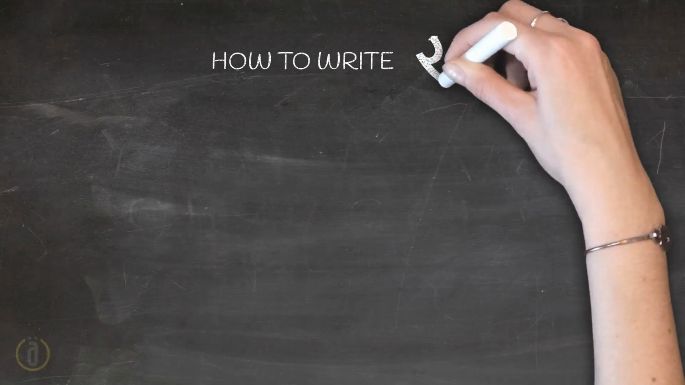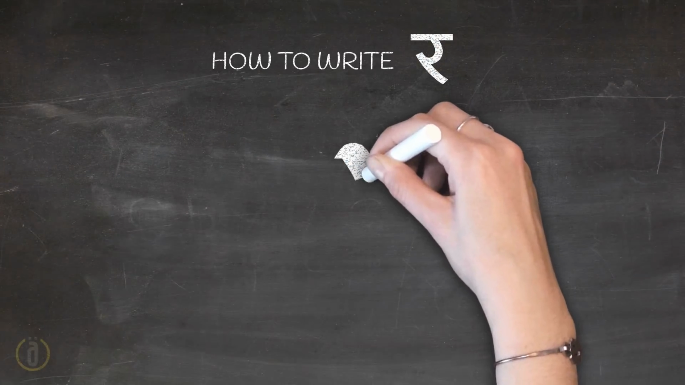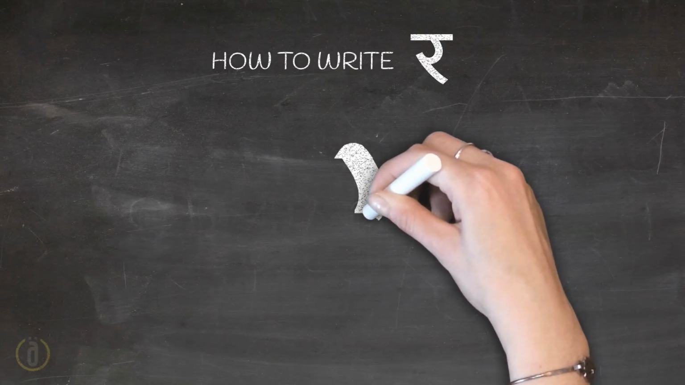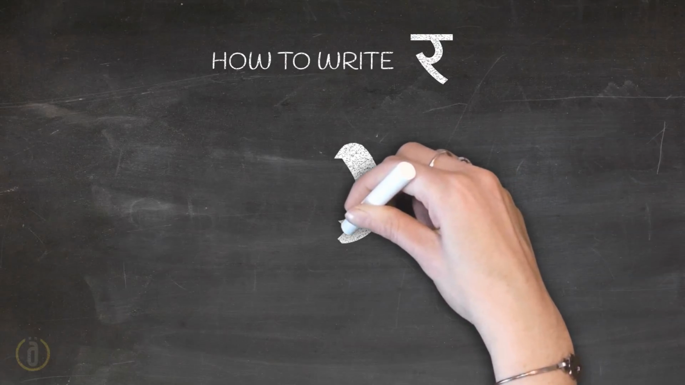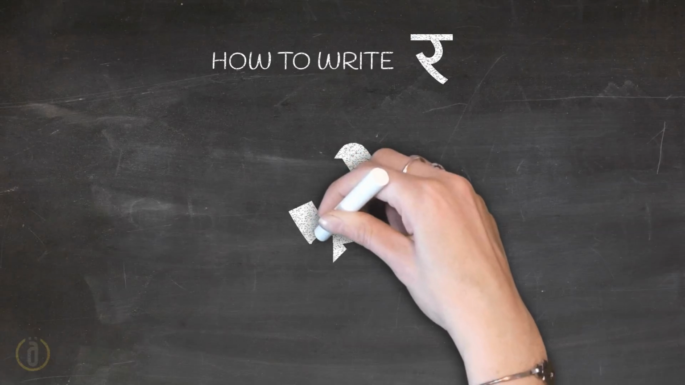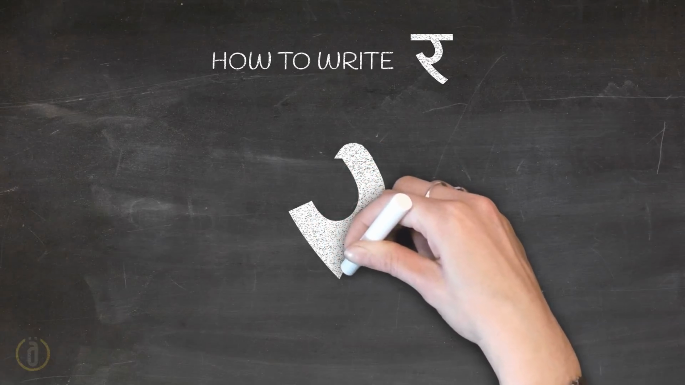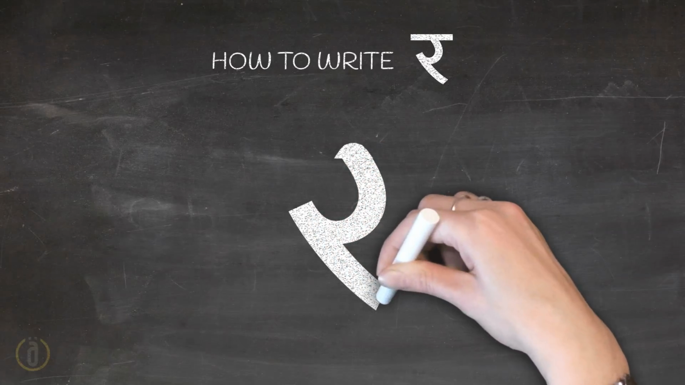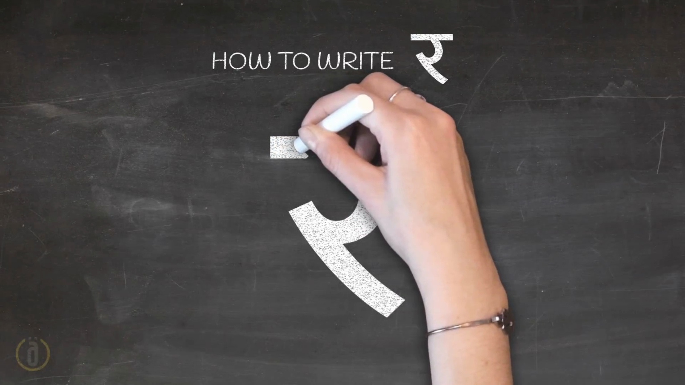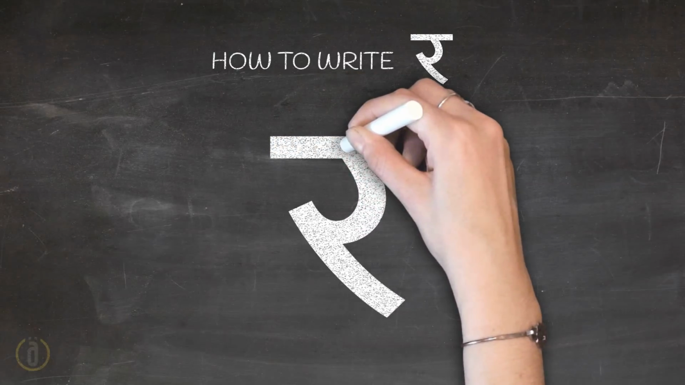How to write R? Start drawing a hook and pull a tail downwards. Finally, draw a sleeping line on the top.